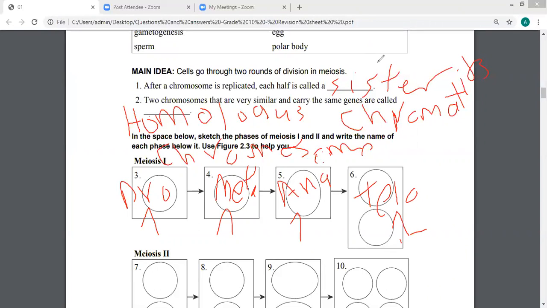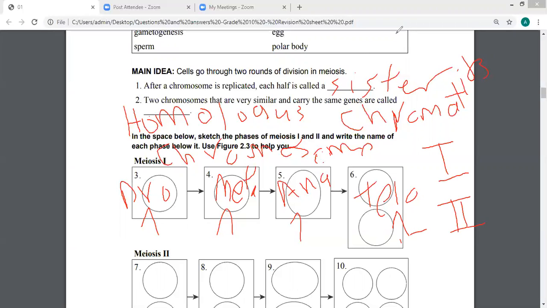What happens if we write the phases without the number, just pro, meta, ana, telo? Right or wrong? Wrong. Why? Because pro, meta, ana, telo without the number does not refer to the stage. It will be mitosis division, right? So we must write the number of the stage, meiosis 1 or meiosis 2. So don't forget to write the number. You can write it in normal numbers, 1, 2, 3, or in Roman numerals. Okay?